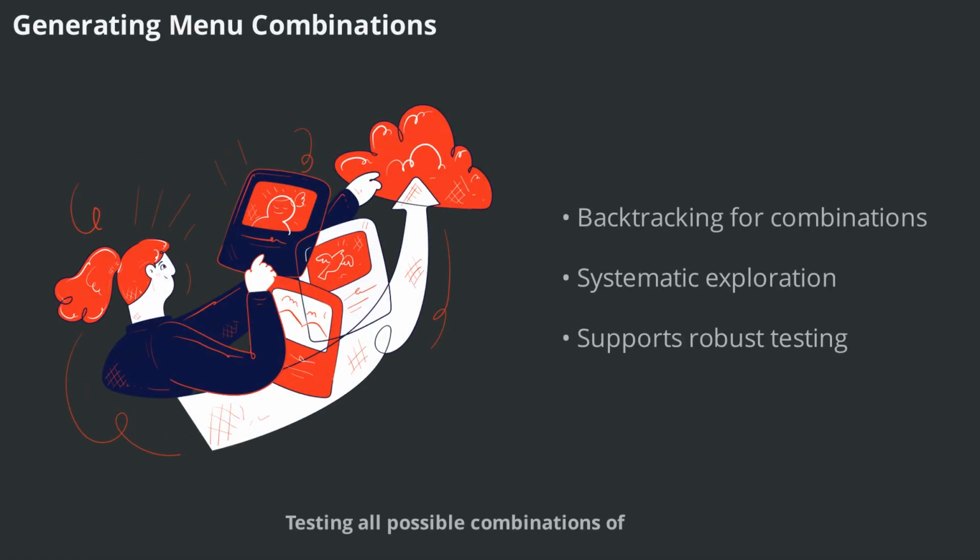Testing all possible combinations of app menu items ensures comprehensive coverage. Interviewers may ask how to generate these combinations. Using backtracking, you can systematically explore all subsets of menu items. This approach is valuable for testing, feature exploration, and ensuring robust app functionality.